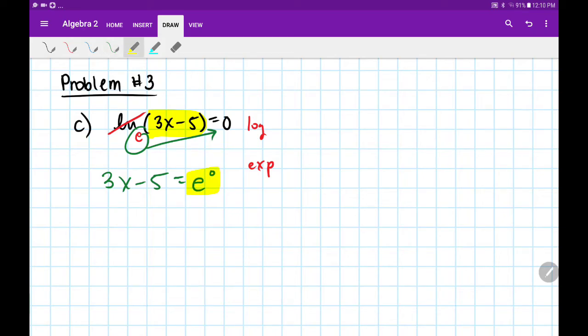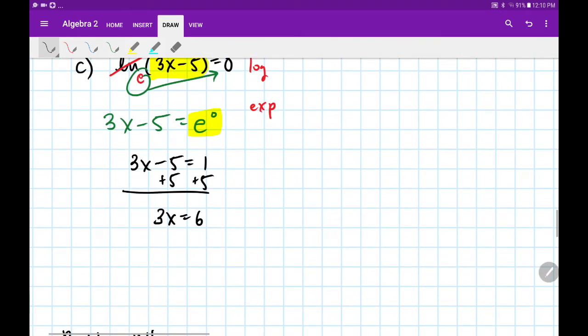Okay, let's simplify the right side. What's anything to the power of 0? Well, e to the power of 0, or anything to the power of 0, is always 1. And now we can solve for x pretty easily by adding 5. Get 3x equals 6. And then let's divide by 3. We'll get x equal to 2.